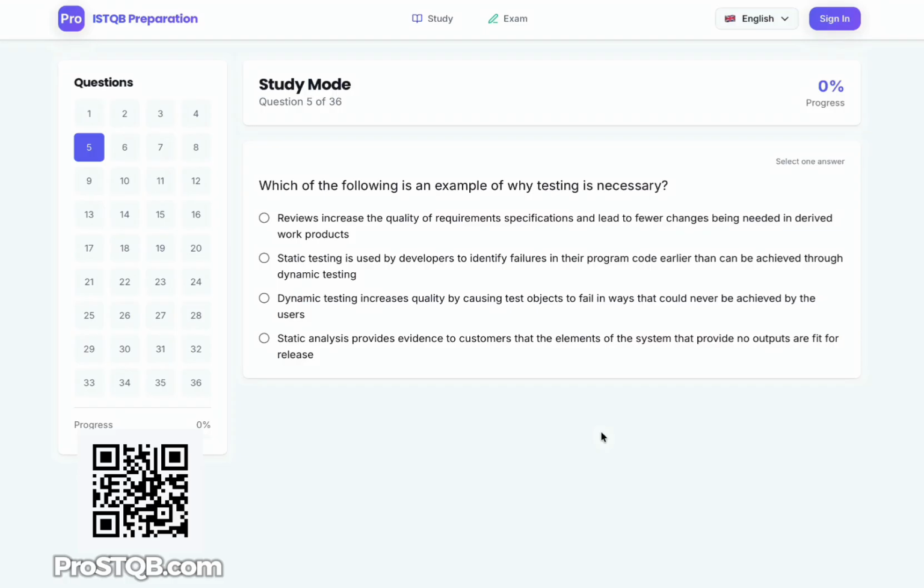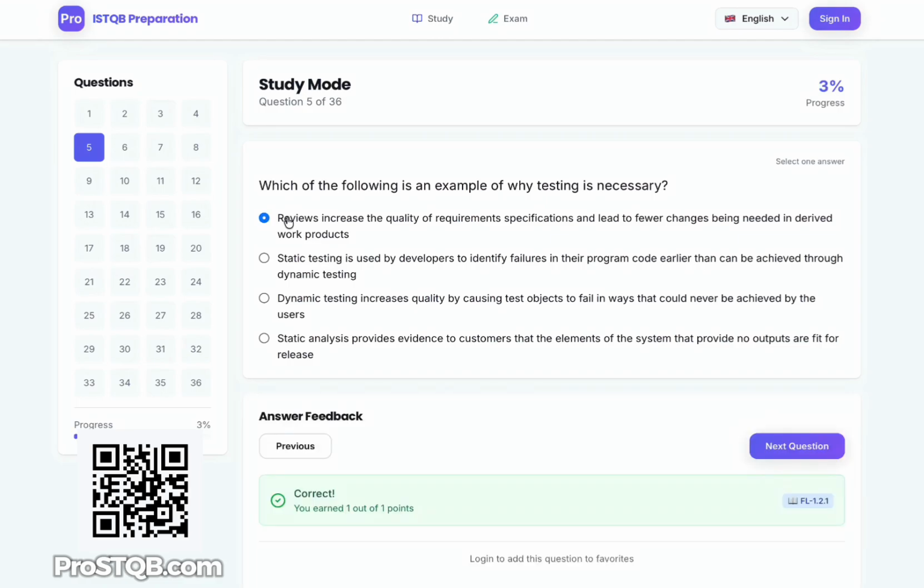Option D. Static analysis provides evidence to customers that software is fit for release. Again, this mixes concepts. Static analysis mainly helps developers improve the code. Release decisions are based on many different kinds of evidence, not just static analysis. So this one is out. And the correct answer is A. So watch the words like defect and failure. Static testing finds defects. Dynamic testing can reveal failures. ISTQB loves testing whether you know the difference.